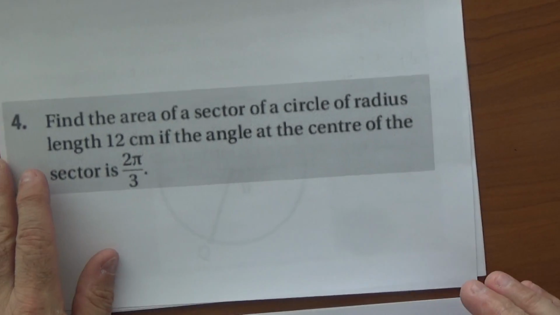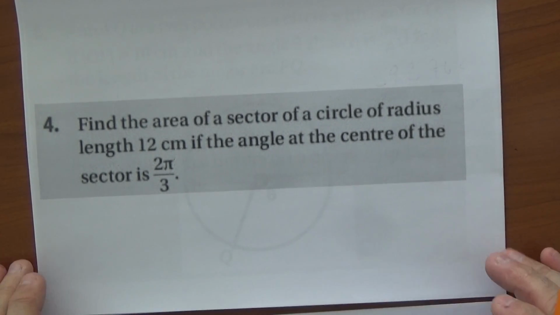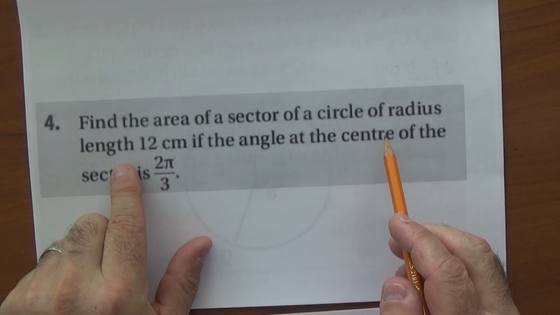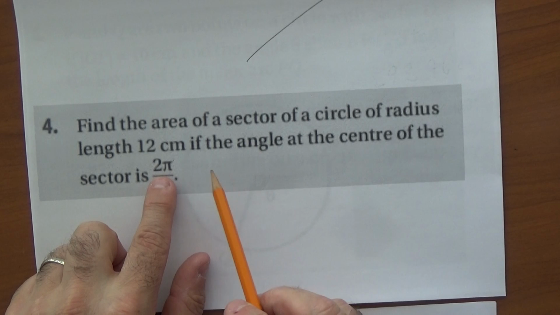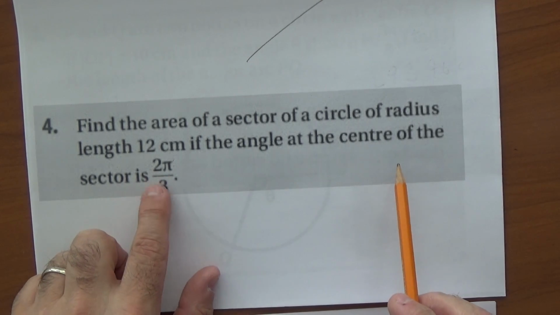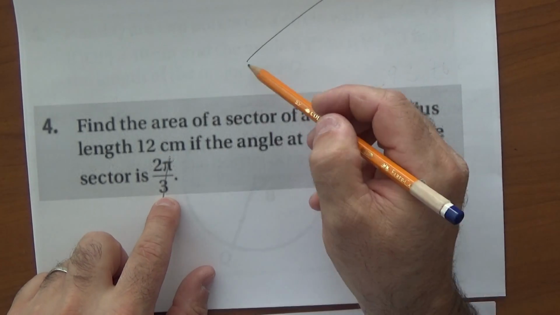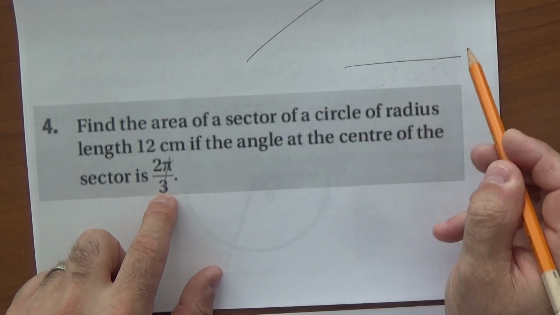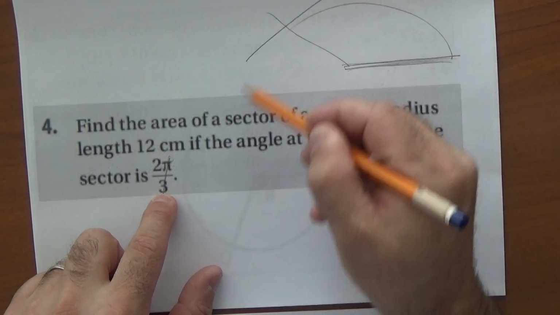Okay, we move on to question 4. So we're going to find the area of a sector of a circle of radius length 12 if the angle at the center of the sector is 2 pi over 3. Now pi over 3 is 60, so that's 120 degrees. And you do want to try to represent your work always in a standard angle position.